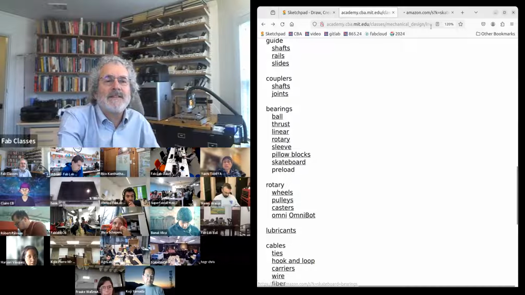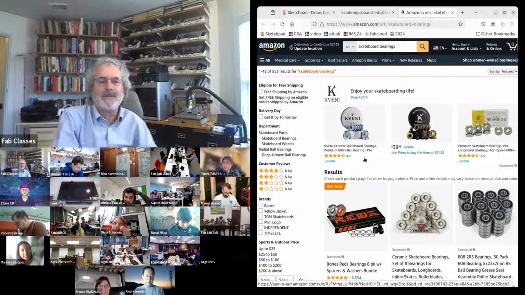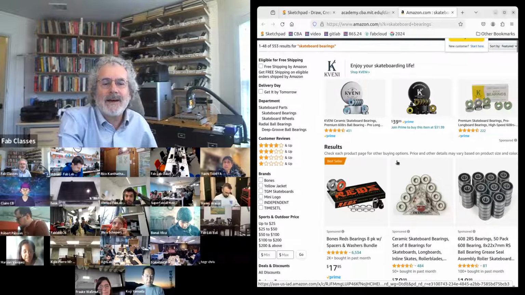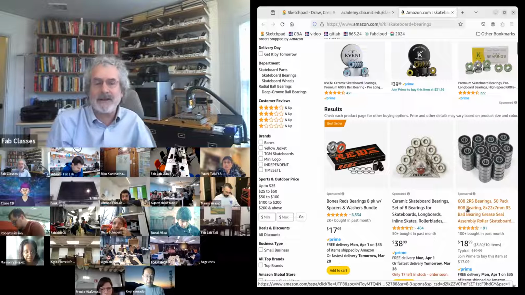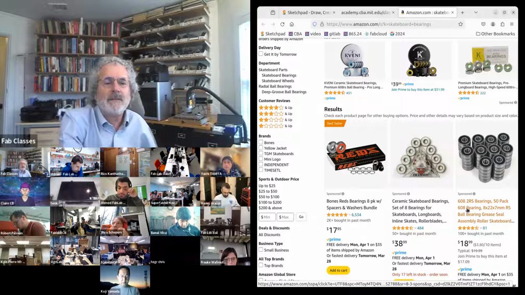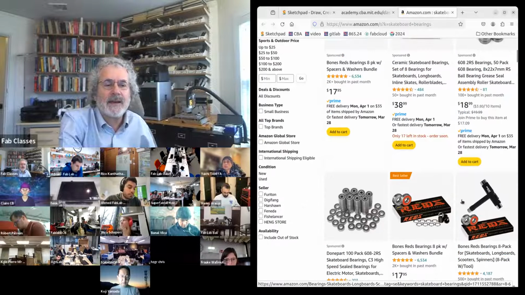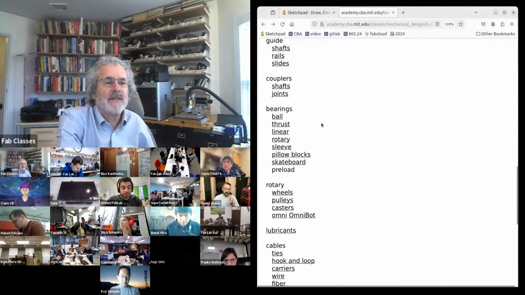Then one of the things that's really revolutionized machine building is skateboards. These packs of bearings have come way down in cost, driven by skateboards and roller skates. And so we make a lot of use of these commoditized bearings in machine building. And 608 is a standard size for them. We'll see lots of examples when we get to the machines.